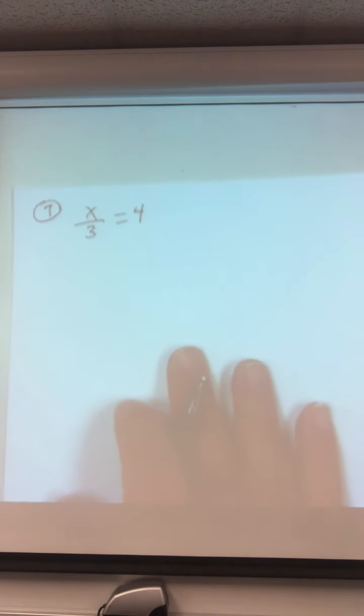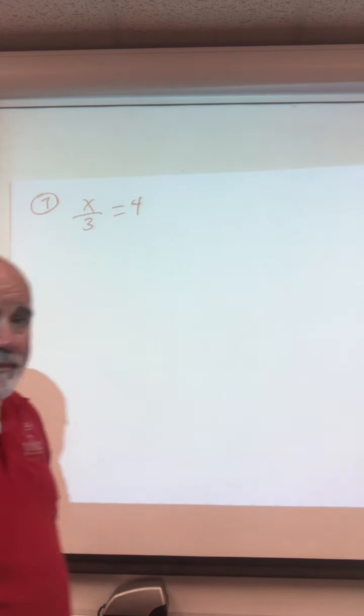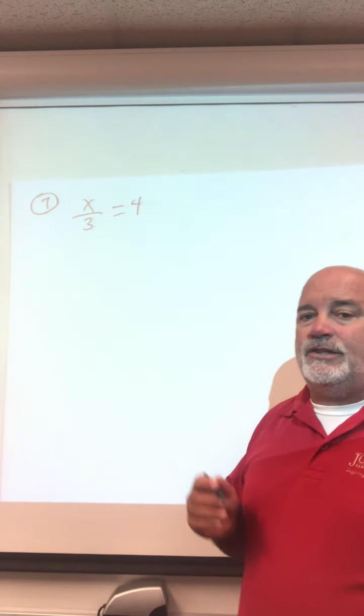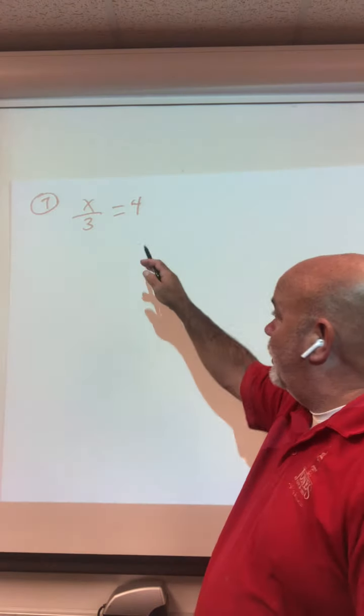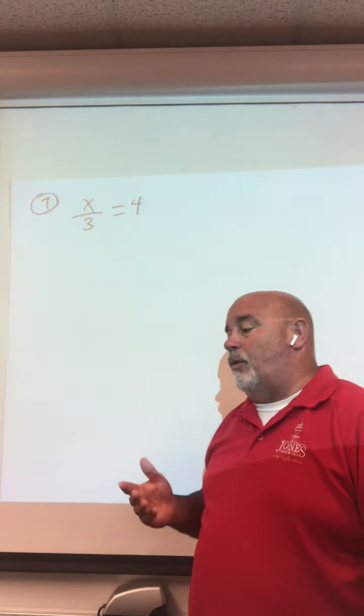So I've got x over 3 equal 4. All right. Let me say again before I work this problem. There are multiple ways to work this problem. I would suggest that you work this problem the way I'm about to show you. I think it's the easiest. Okay, so what do we do here?